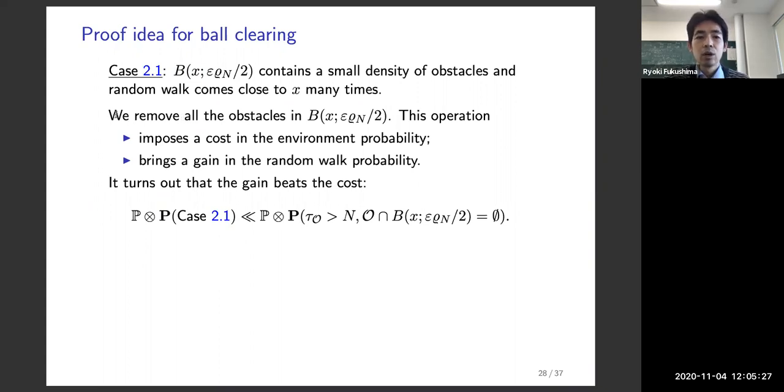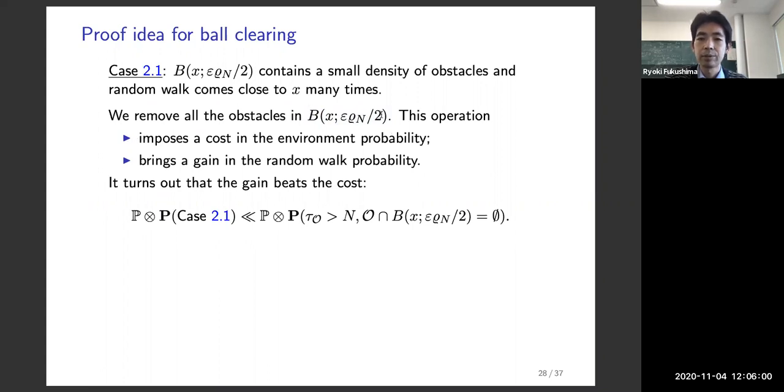What we do, we remove all the obstacles in this small ball. Then, of course, we lose some entropy. This operation imposes a cost in the environment probability. We lose some probability in the environment. Or in a more combinatorial way, we throw out a certain amount, or actually a large amount of configurations, because most of the configurations contain a lot of obstacles here. So this operation imposes a cost in environment probability.